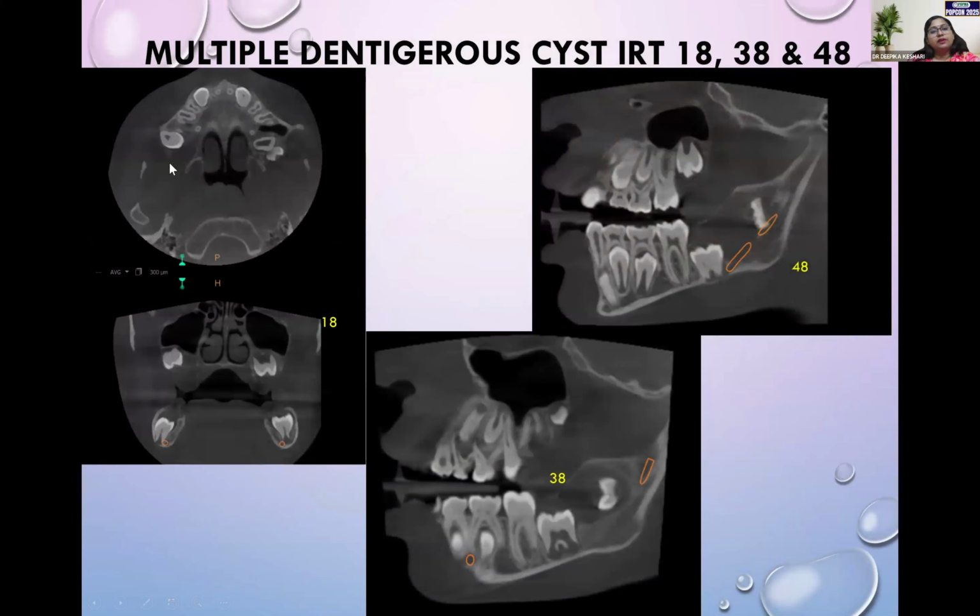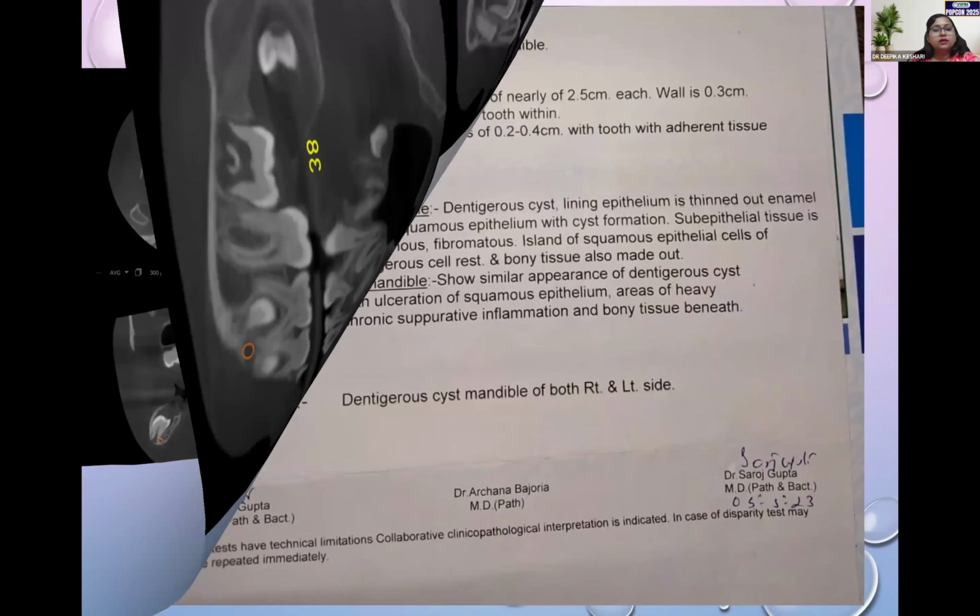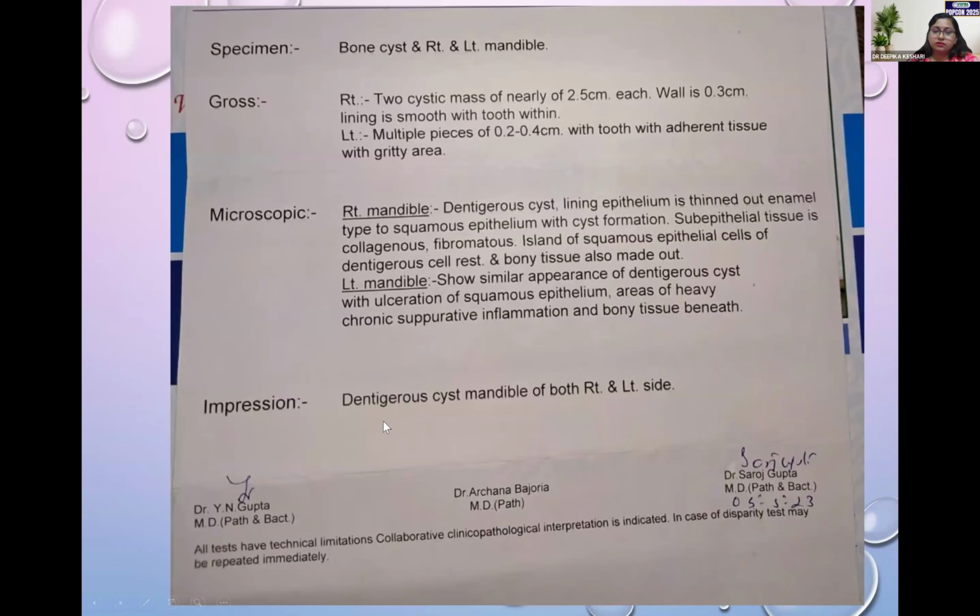This is a case of multiple dentigerous cysts that were present in this young male patient. He was 14 years old. As you can see here, this tooth number 18 is associated with this lytic lesion. Similarly, you can see here in relation to tooth number 38 and in relation to tooth number 48. So multiple dentigerous cysts were present. It was actually familial. His mother and his elder brother also had similar kind of lesions. The biopsy report confirmed that it was a case of dentigerous cyst on both sides.